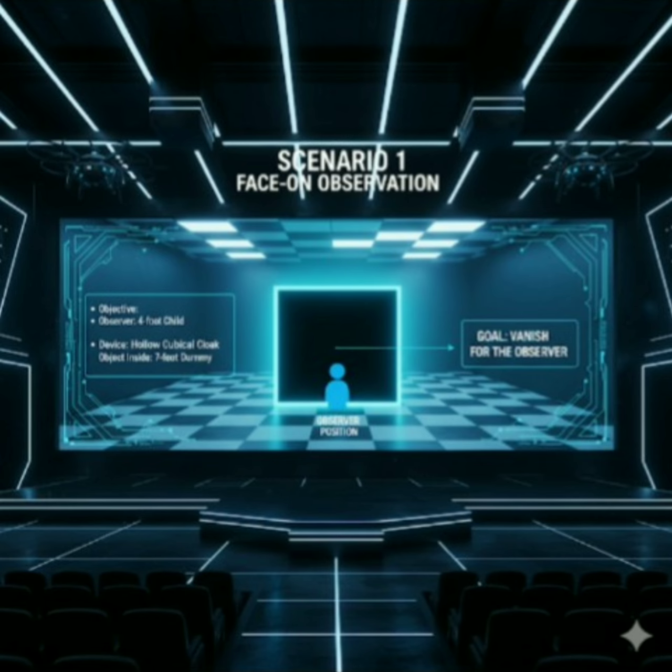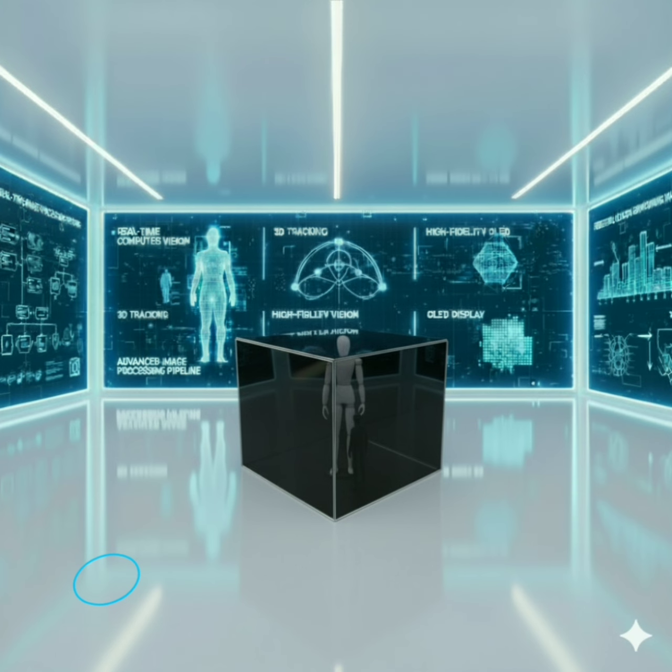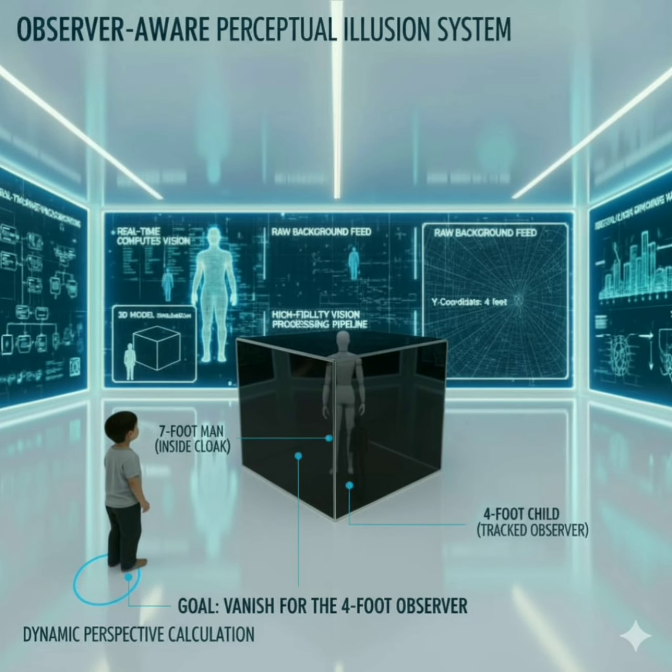So now let's begin. Scenario 1, face-on observation. In this scenario, we'll see what happens when an observer looks directly at one face of the cloak. We've placed the cloak in the lab, and this blue circle is our observer's position. Now we introduce our observer. As stated in our text, our observer is a 4-foot child. This child has now moved to that specific position and is looking at the left face of the cloak.